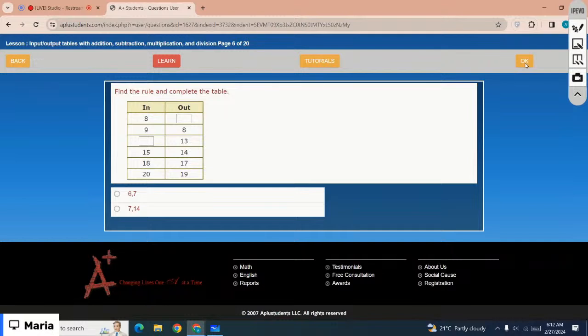The correct option is 7 and 14. Because for each input value you have to subtract 1 to get the output value, right? 9 minus 1 is 8, 15 minus 1 is 14, right? So then 8 minus 1 is 7 and 14. 7 and 14 is the correct option, right?